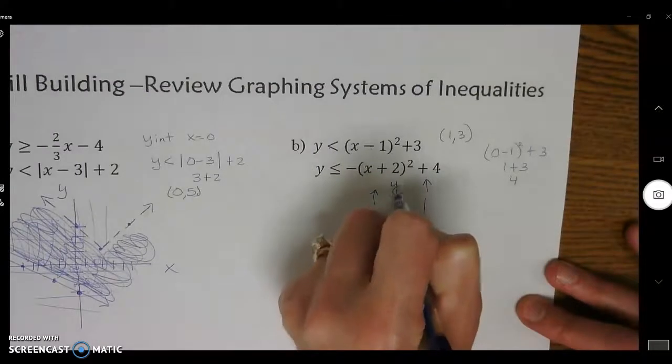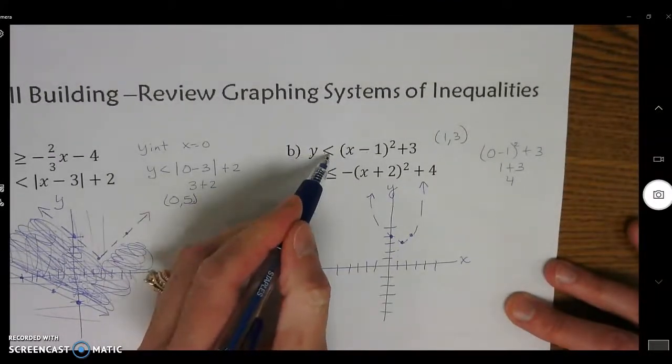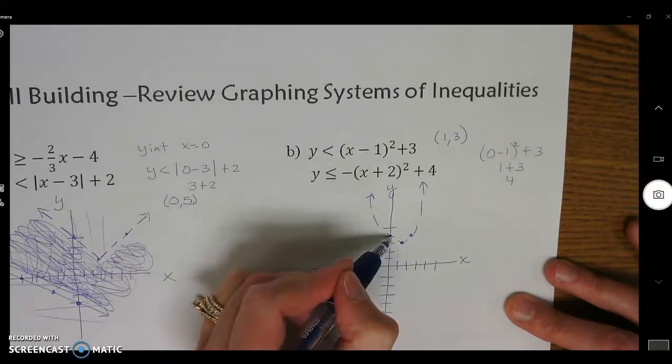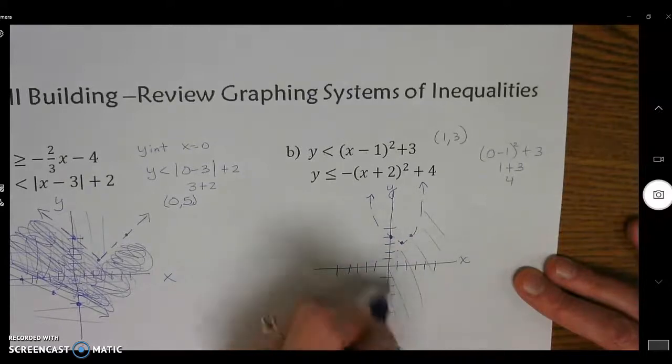This is my y-axis. Here's x. My y-axis is under the parabola. So the parabola touches it right here. My y values are under, so I'm shading under the parabola.